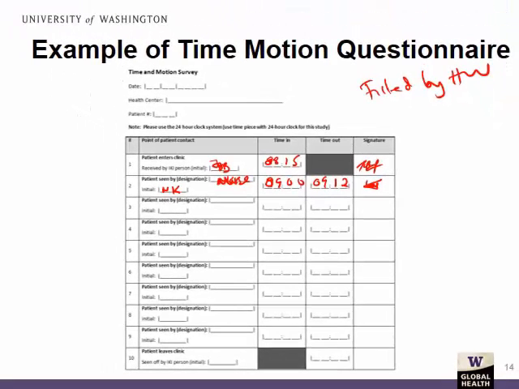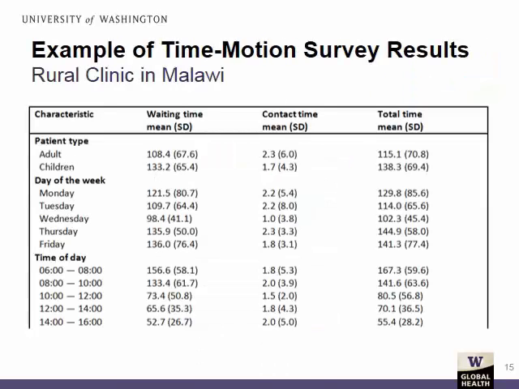And what would happen is that you would capture the time used by both patients and personnel. Patients as they wait, and personnel as they see health workers. And you can use this to estimate the time spent for interventions that involve personnel. Here's an example of a time motion study we've been doing in Malawi.